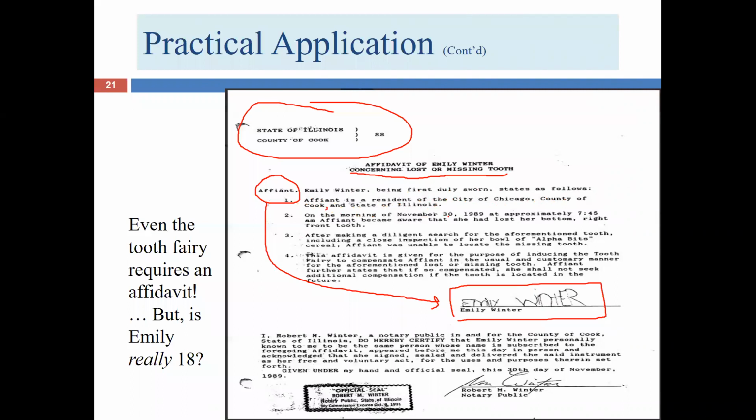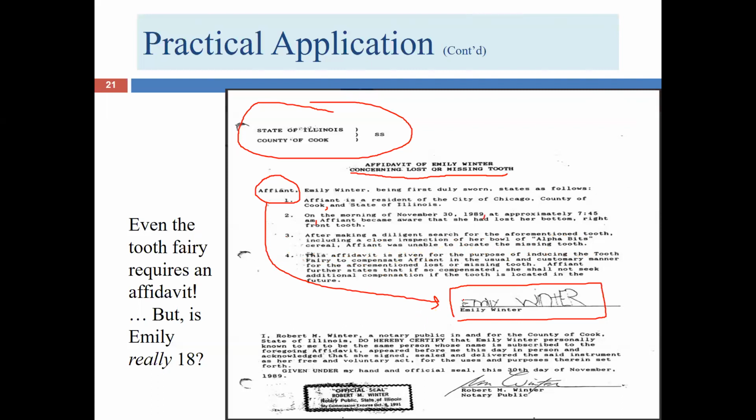On the morning of November 30th, 1989, at approximately 7:45 a.m., affiant became aware that she had lost her bottom right front tooth. After making a diligent search for the aforementioned tooth, including a close inspection of her bowl of alphabet cereal, affiant was unable to locate the missing tooth. This affidavit is given for the purposes of inducing the tooth fairy to compensate affiant in the usual and customary manner for the aforementioned lost or missing tooth. Affiant further states that if so compensated, she shall not seek additional compensation if the tooth is located in the future. And here is little Emily's signature.